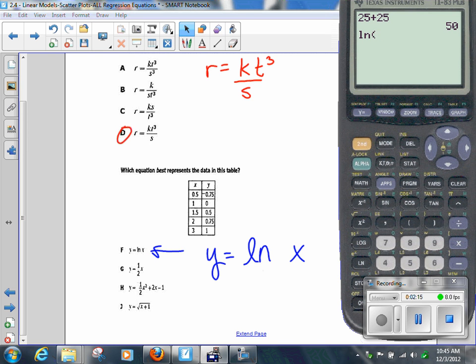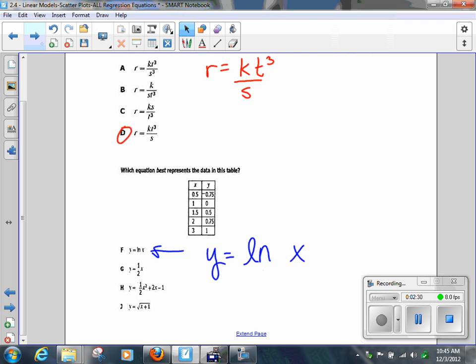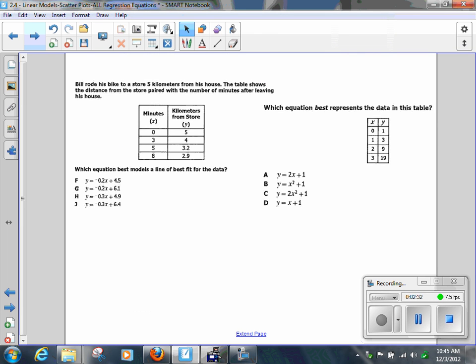Very simple, very clear when you put those numbers in your list. You did the scatter plot, you saw the plots, zoom stat. It was very clear when you put this equation in, it was that one. It had to be that one. Moving on to the next one, you should have had H as the Bill rode his bike problem. And then for this one over here tucked to the side, you should have had C.